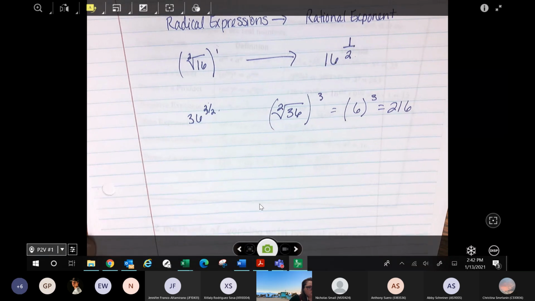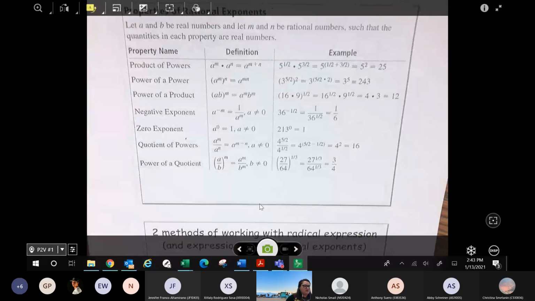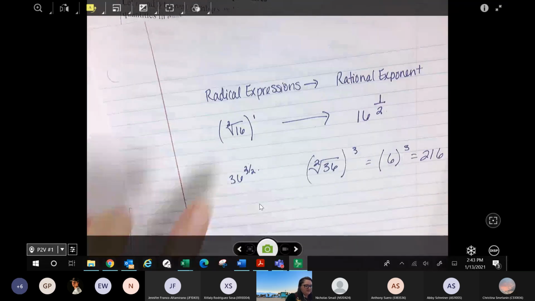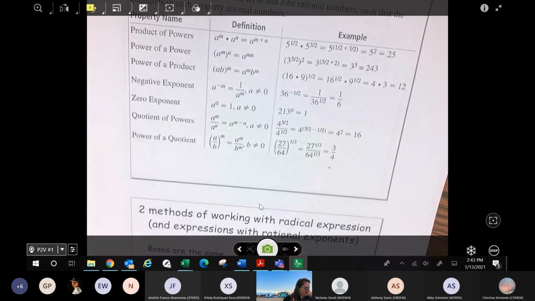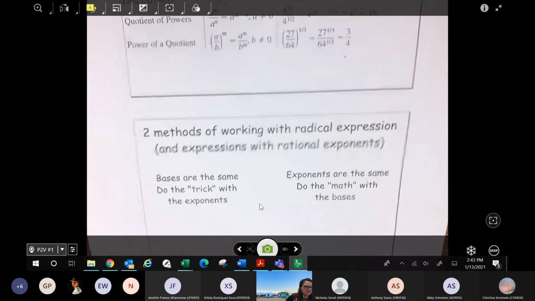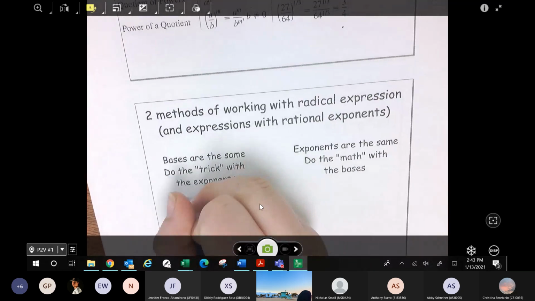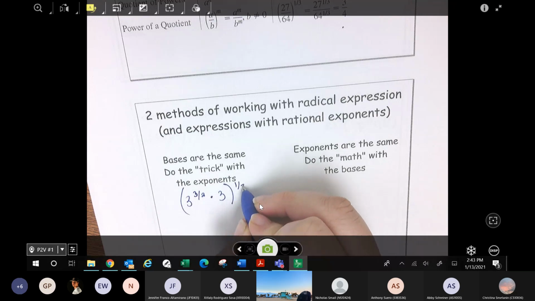Okay, so let's look at your notes for today. You're going to use most of these when you are going back and forth, basically simplifying more advanced expressions, more advanced exponents. Okay, so I want to dive straight into this. The other one, let's do 3 to the 3 half power times 3, all raised to the 1/3.